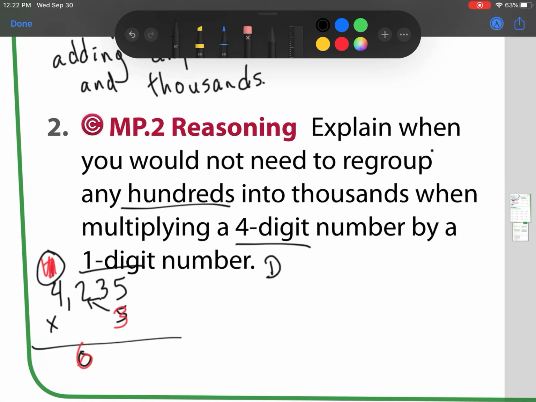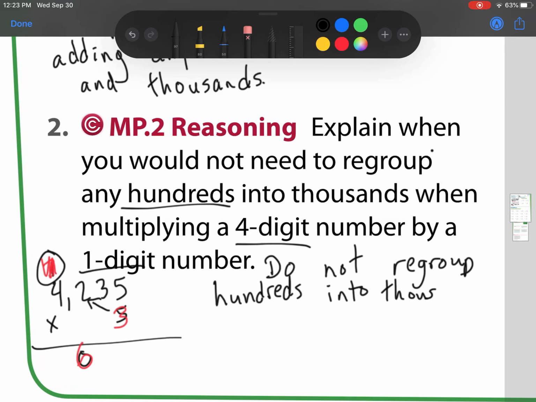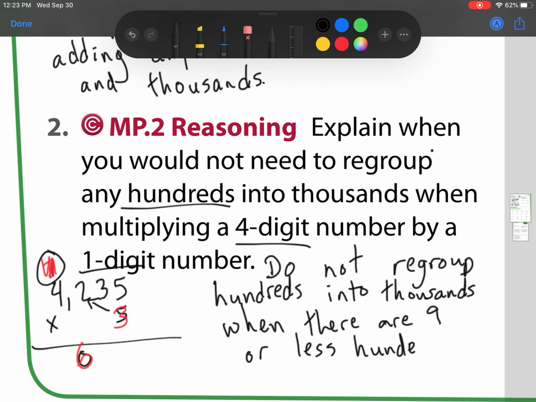It says, we do not regroup hundreds into thousands when there are 9 or less hundreds, meaning when this number times this number is less than 9.